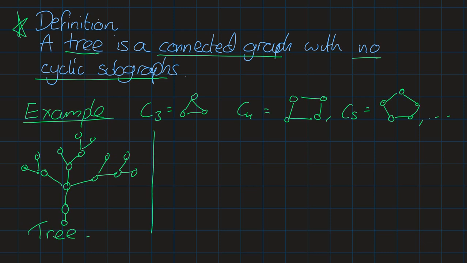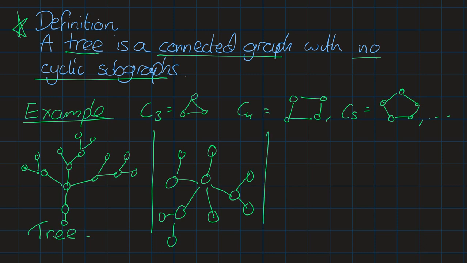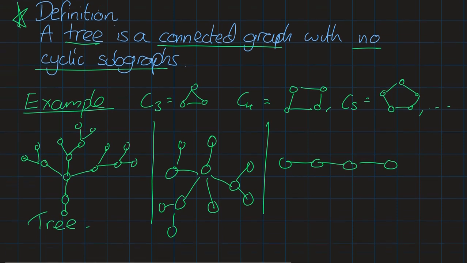But not every tree looks like a tree. So this is also a tree. This is a perfectly good tree. And this is a perfectly good tree as well. These are all trees. Okay?